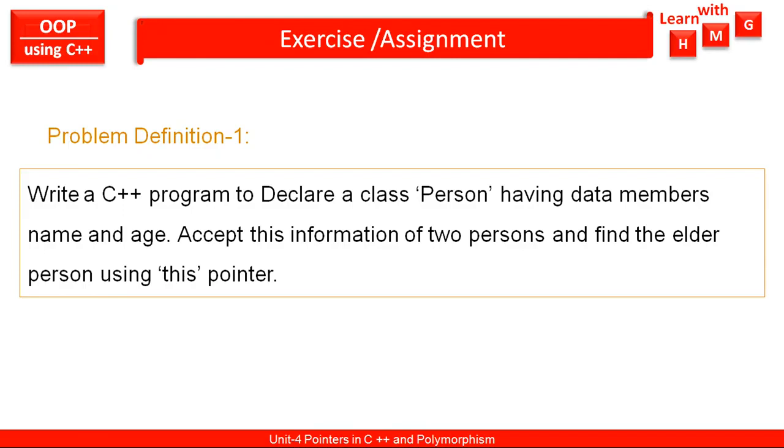So here is the problem definition, that is you have to write a C++ program to declare a class person having data members name and age. So there is a class person and the data members are name of person and age of person. You have to accept this information of two persons and find the elder person using this pointer. So elder person means the person whose age is greater. So two person names and two ages will be there, and you have to compare the age of two persons to return the elder person.